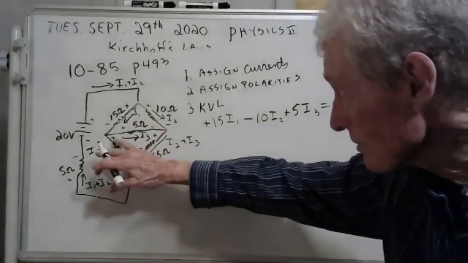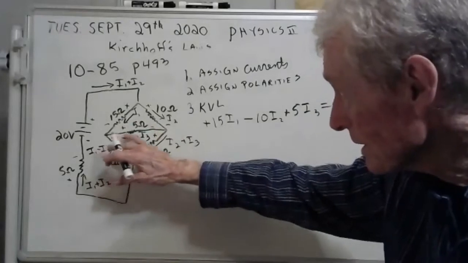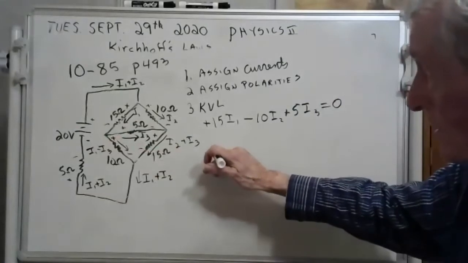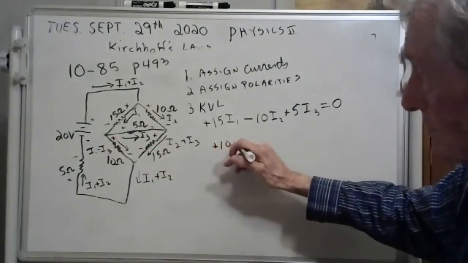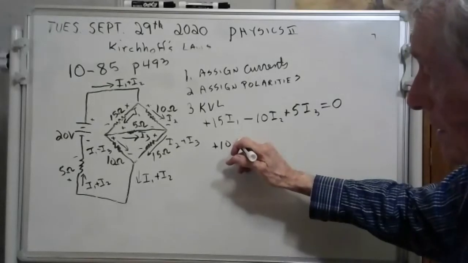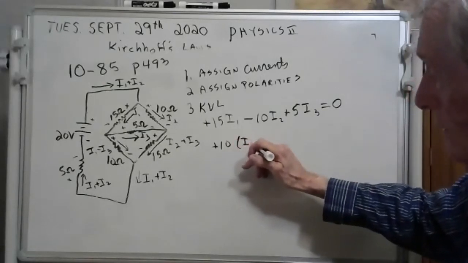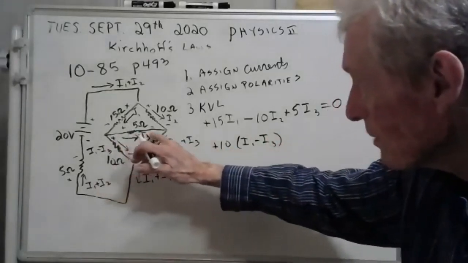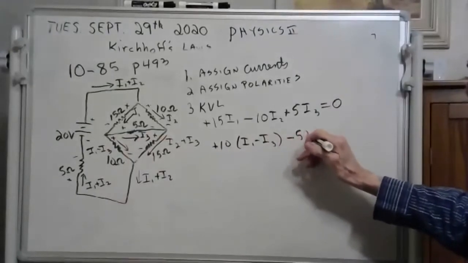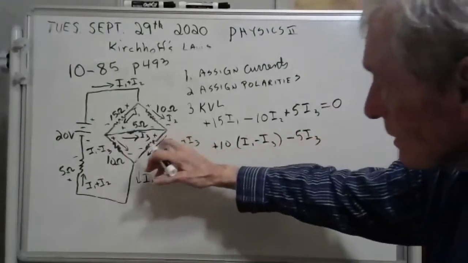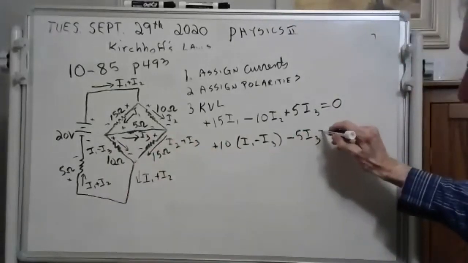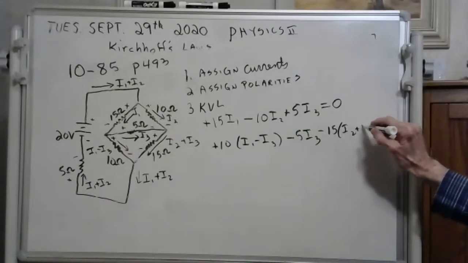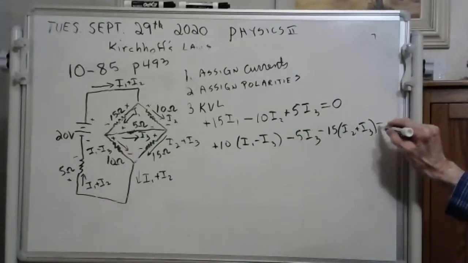I just did that little triangle there. I think I'll do this little triangle here. I think I'll start here and go to here. So that'll be plus 10. Now, wait a minute. That's I1 minus I3. And then we have minus 5I3. And then we have minus 15 I2 plus I3 equals 0.